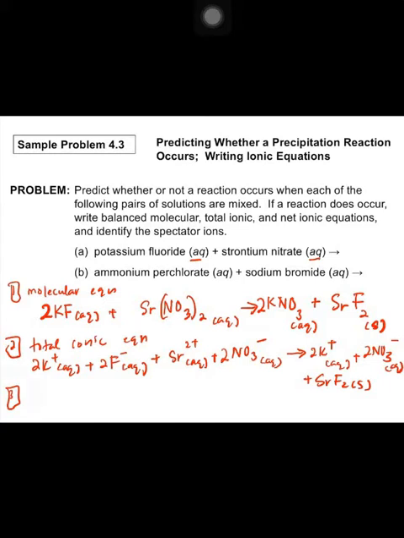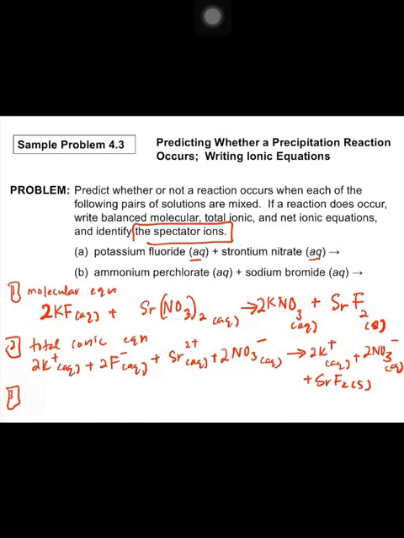Kita cancelkan apa? Spectator ion. Yang sama, yang sama tu kita panggil sebagai spectator ion. Okay, yang tak buat apa-apa, tak memainkan peranan pun dalam tindak balas ni. So, cara dia adalah kita tengok yang sama before and also after.